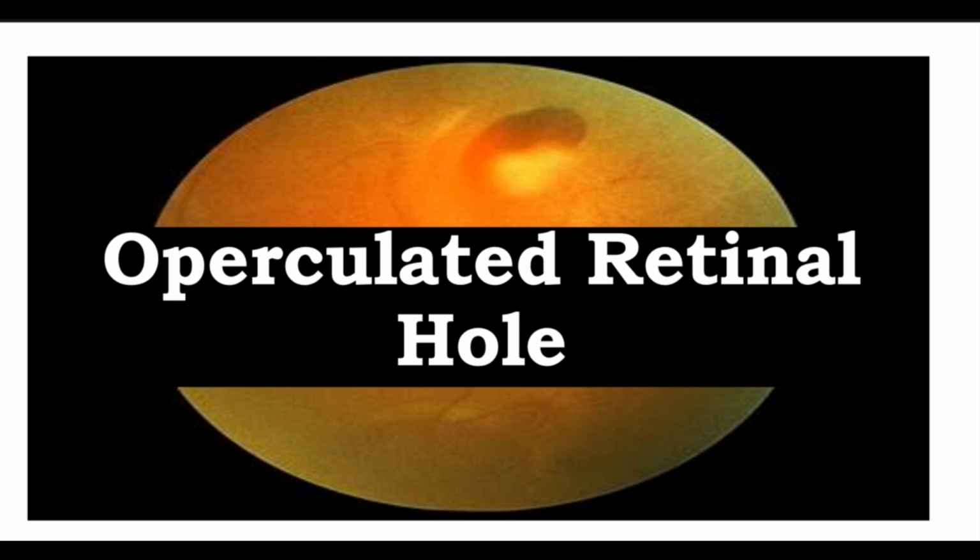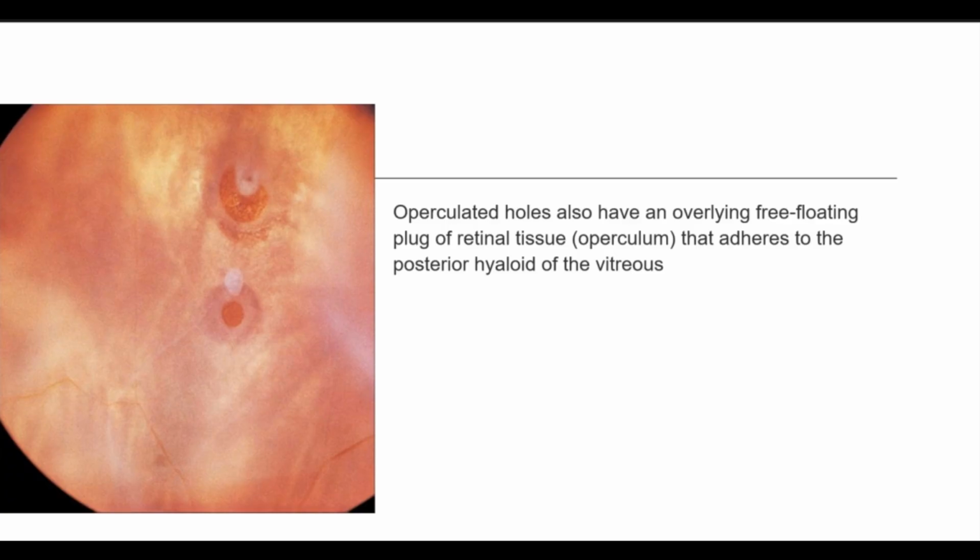Now, coming to the third type of retinal break, and that is the operculated retinal hole, right? Now, operculated retinal hole, as the name suggests, they're usually going to have this overlying free floating plug of retinal tissue, which is known as operculum. Now, it need not be freely floating all the time.